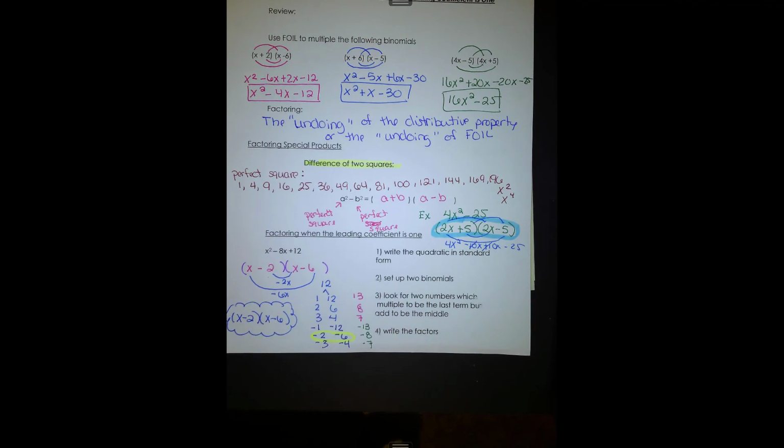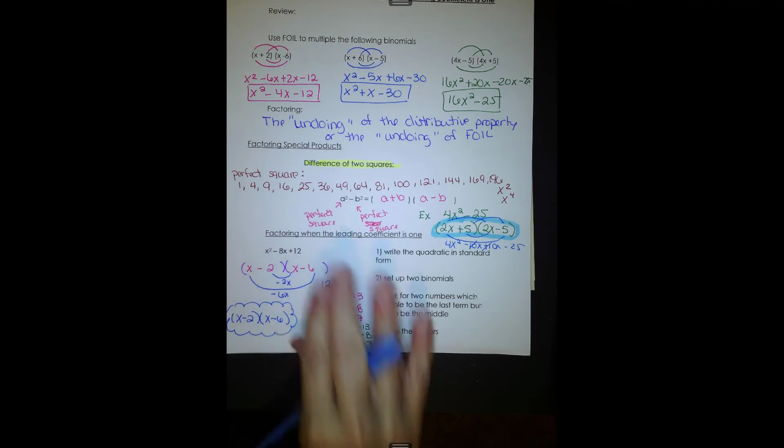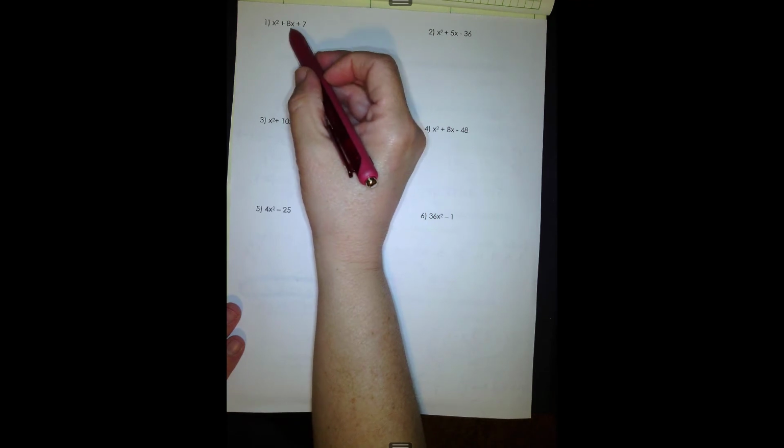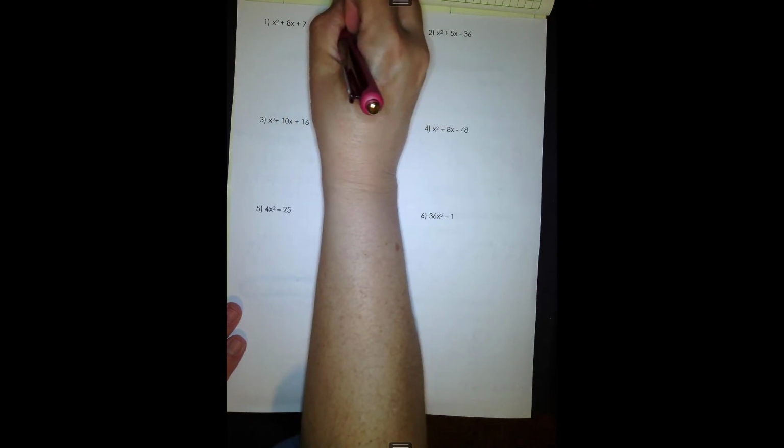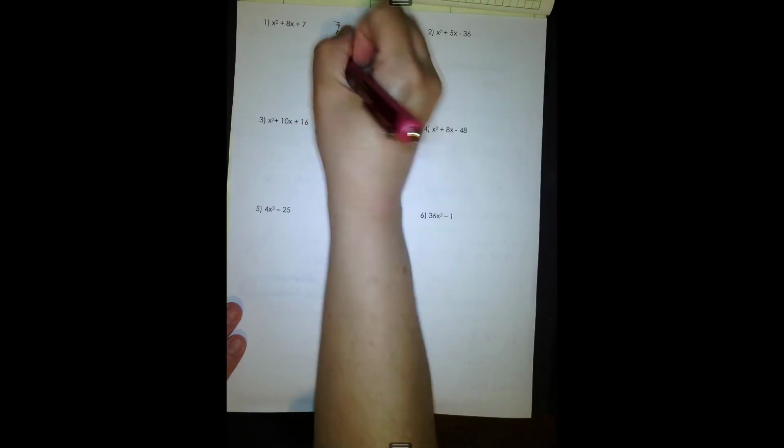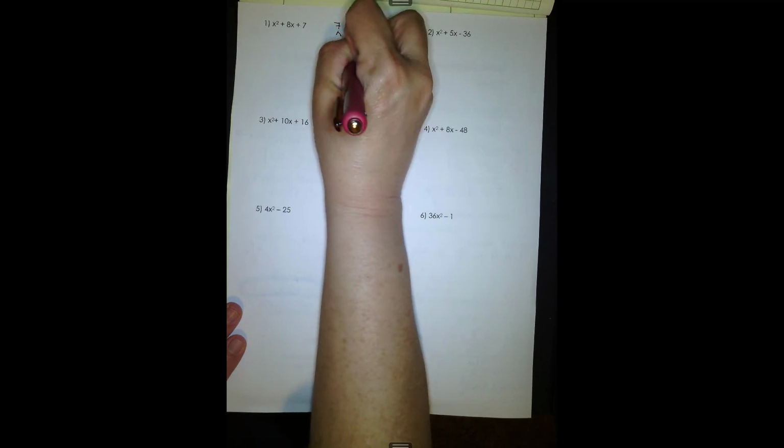So let's go ahead and try a few more on the next page. So let's look at our next one: x squared plus 8x plus 7. So once again, we want two numbers that multiply together, in this case to be 7, but add to be 8. So two numbers multiplied together to be 7 would be 1 and 7, and then -1 and -7.